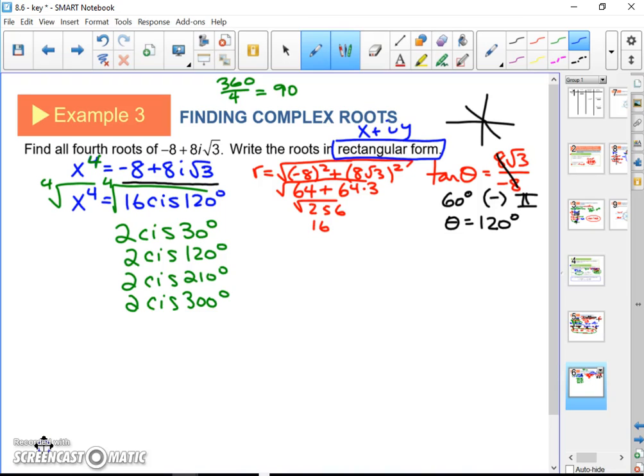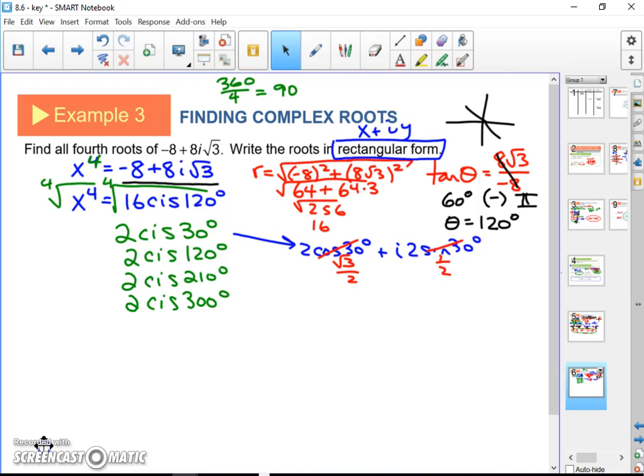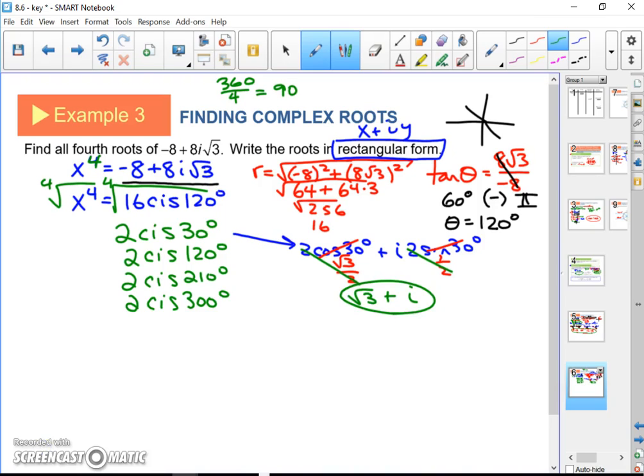So let's look at this one. You would have 2 cosine 30 degrees plus i times 2 sine 30 degrees. Hopefully that one's easy for you since that's straight out of the chart. Cosine 30 is square root of 3 over 2, and sine 30 is 1/2. Once you clean that up and cancel the 2's, you're looking at square root of 3 plus i. That's one of my solutions. And then we try another one.